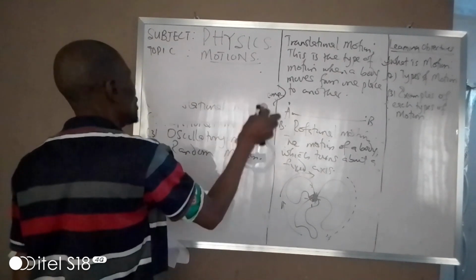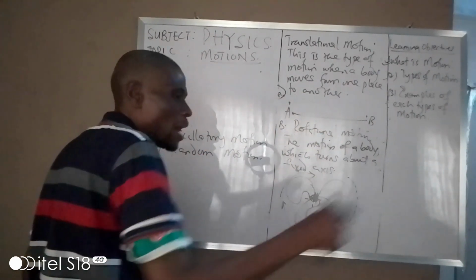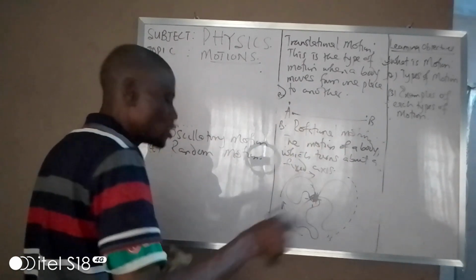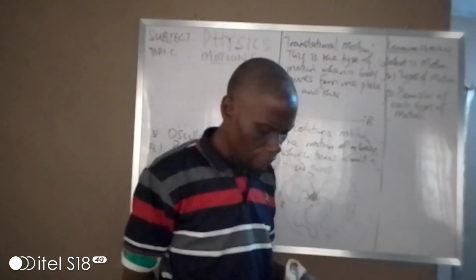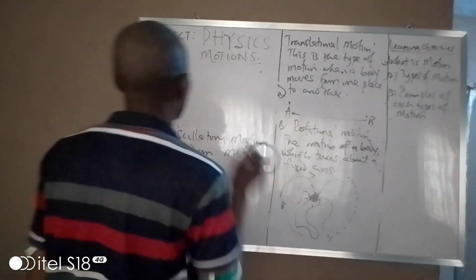What do you call oscillatory motion? This simply means to and fro movement of an object about a fixed point. To and fro movement of an object about a fixed point is called what? An oscillatory motion. So let's put it down.